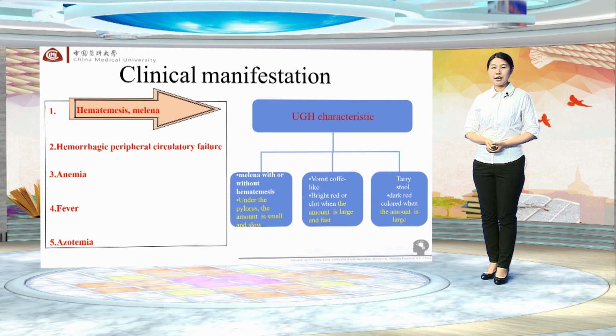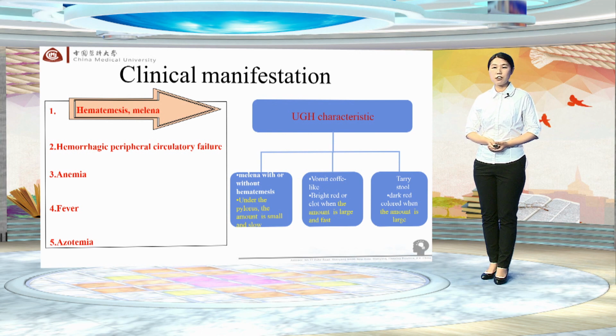The first clinical manifestation is hematemesis and melena. It is the characteristic manifestation. Patients usually have melena, maybe with or without hematemesis. We can imagine that when the bleeding point enters the pylorus and the amount is small and slow, he may be without hematemesis. If there is a lot of bleeding in the stomach, blood may vomit through the upper digestive tract and the patient may have hematemesis. He may vomit coffee-like content, bright red blood, or blood clot.